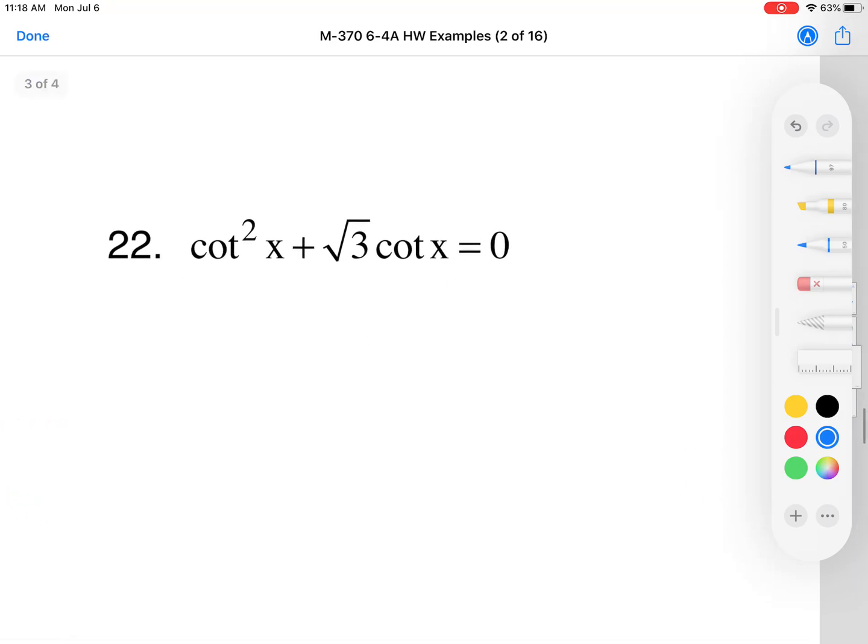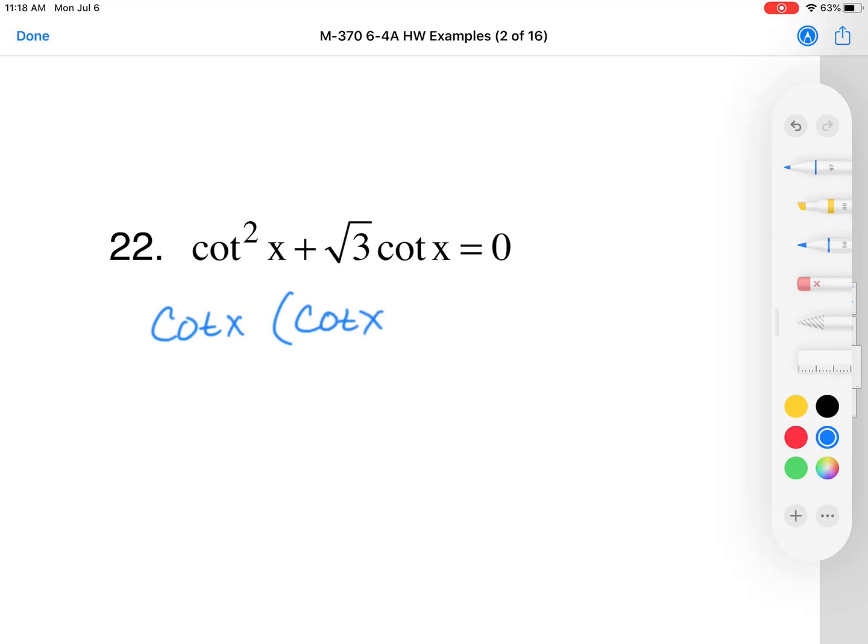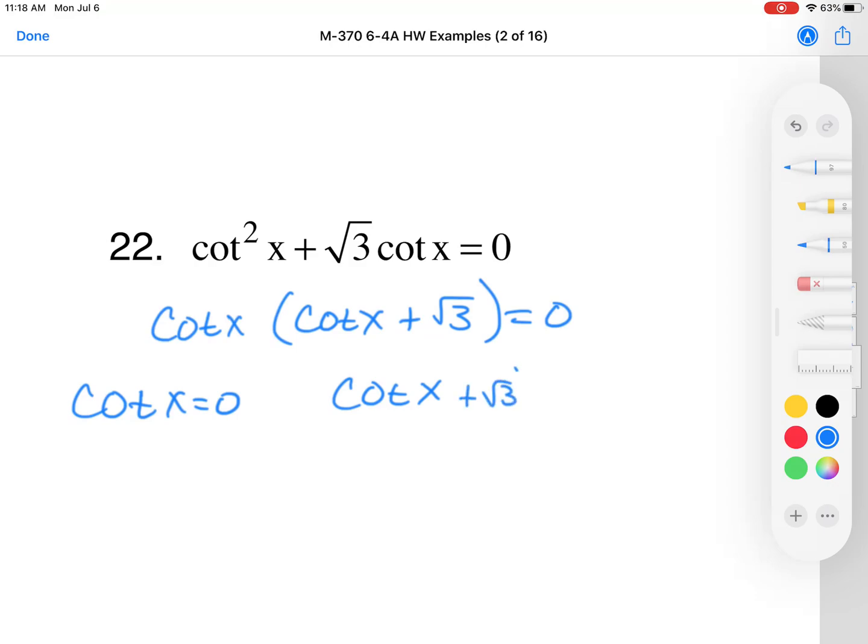We haven't done a cotangent yet. Again, what are we going to do? Factor out a cotangent x. That leaves me cotangent x plus root 3 equal to 0. So that means either cotangent x is equal to 0 or cotangent x plus root 3 is equal to 0.